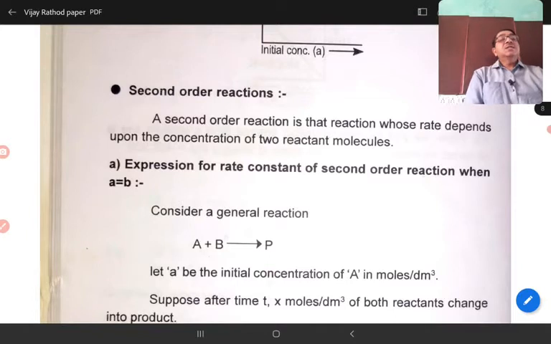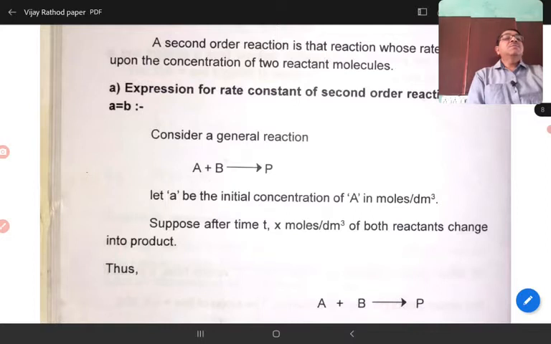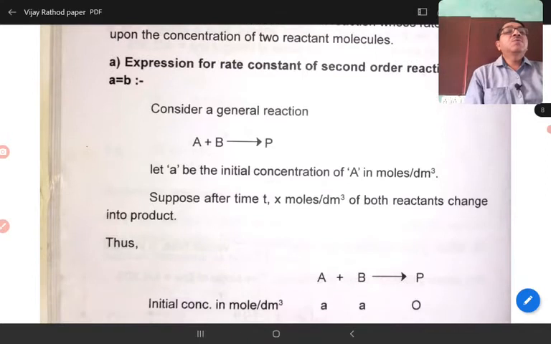So let us see the first condition, that is derivation or expression for the rate constant of a second order reaction when the reactants A and B are equal. Means A and B in the same molecular proportion. So when we consider a general reaction A plus B, though we have denoted A plus B here, we can say A plus A, or in this condition A and B are equal. So when two reactant molecules react, they give the product.